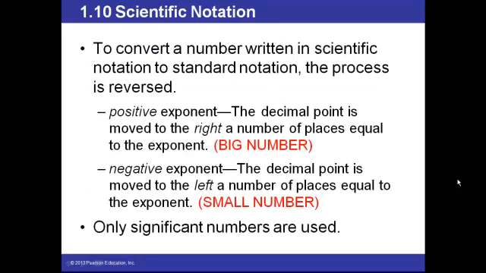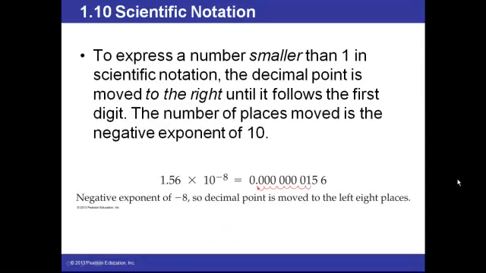If you're converting a number written in scientific notation to standard notation, the process is reversed. If you have a positive exponent, you're going to move the decimal place to the right. This indicates that you have a big number. If you have a number written in scientific notation with a negative exponent, you'll have to move the decimal point to the left. And this indicates that you have a very small number.